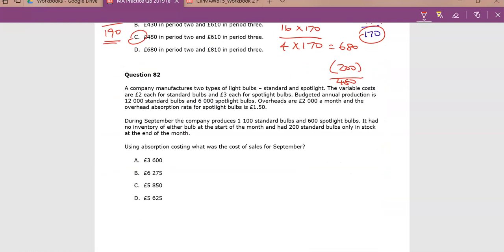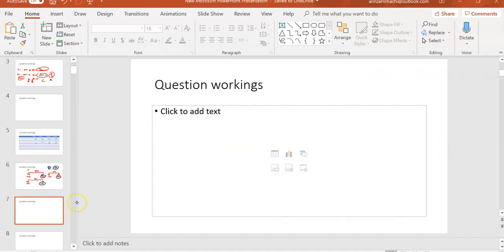Question 82 is just long-winded. Please look at the question. I'm going to go to a blank page. It's not difficult, it's just long-winded. Okay, great. So let's look at the scenario with question 82. What are we saying? We're saying that we make two types of bulbs. We have standards and we have spotlights.